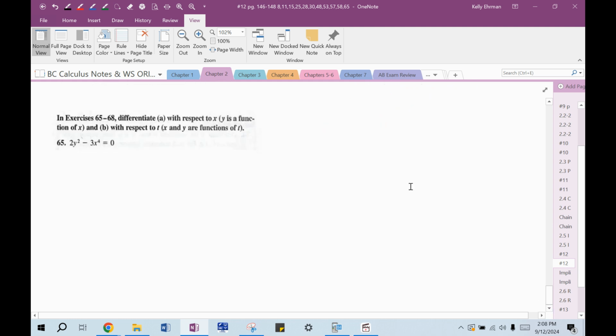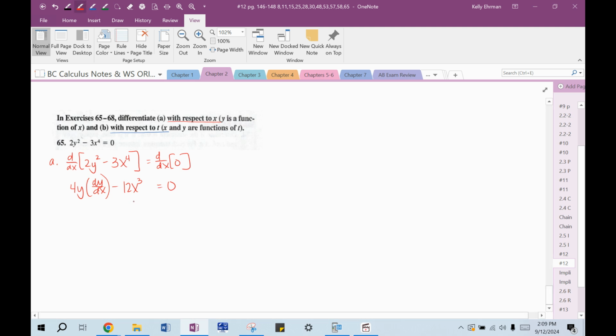Okay, and then the last problem here. Differentiate with respect to x. And then for part B, differentiate with respect to t. And we had this a little bit in the notes, but not much. So with respect to x means, for part A, derivative with respect to x. This is what we've been doing for the entire homework. So I get 4y dy/dx minus 12x to the third equals 0. Anything that's not an x gets that little chain rule on it.